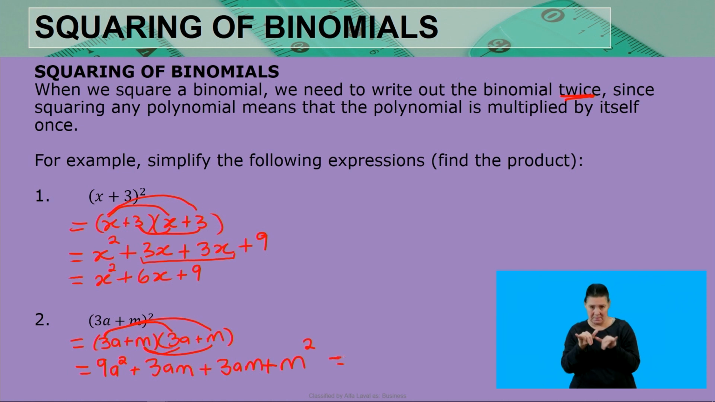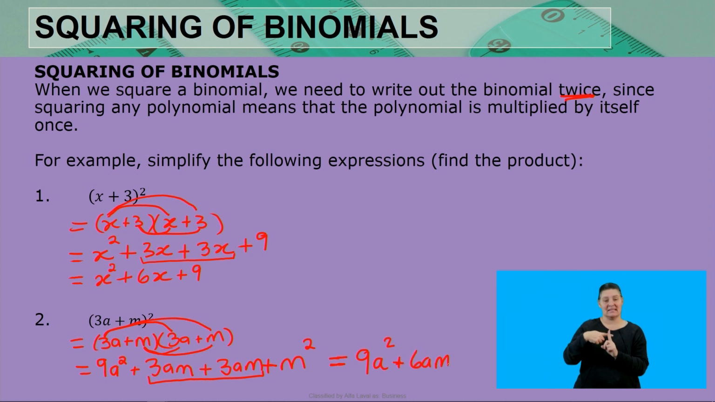Again, we are going to look for the like terms there, and I can see two of them because they have the same variables, and those variables have the same amount of exponents. So what is 3am plus 3am? That gives us 6am. So our final answer is going to be 9a squared plus 6am plus m squared. Let's look at two last examples before we end our lesson.